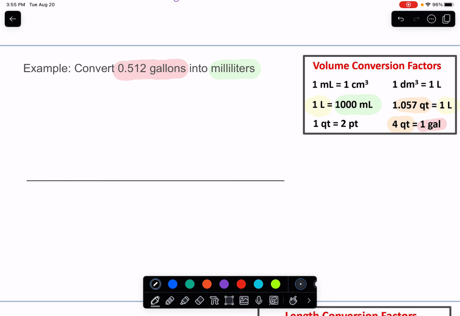So go ahead and set up my line. I'm going to start with the number that was given to me in the problem, 0.512 gallons. First step is to change gallons into quarts, and I know gallons has to cancel out.